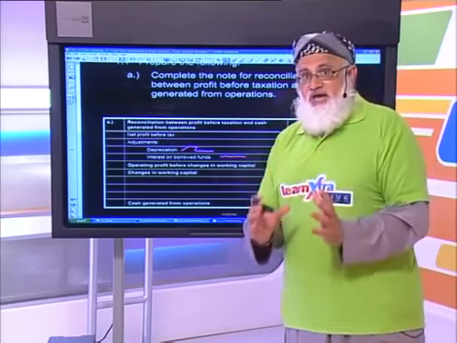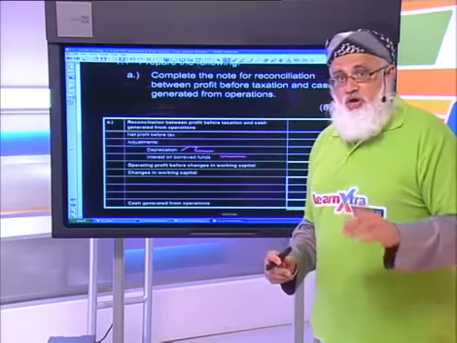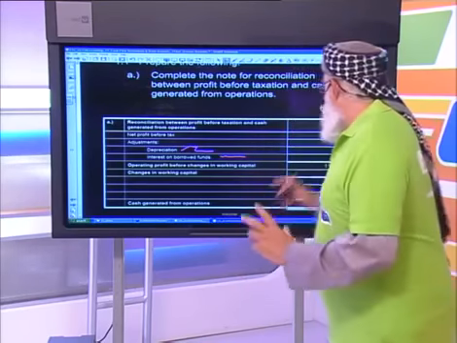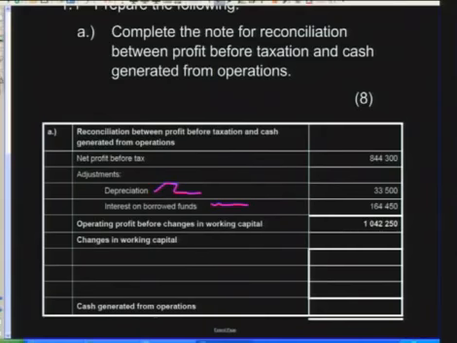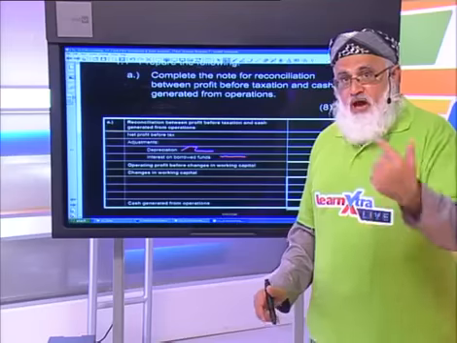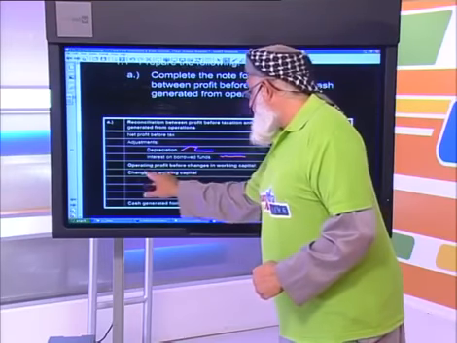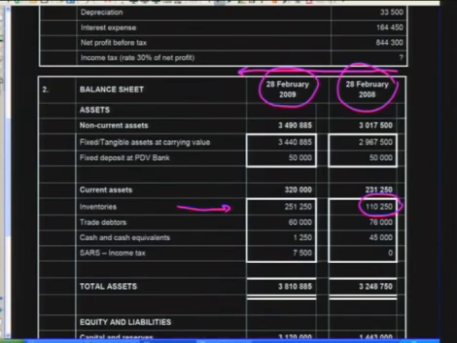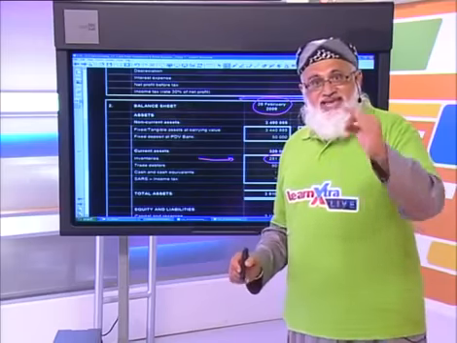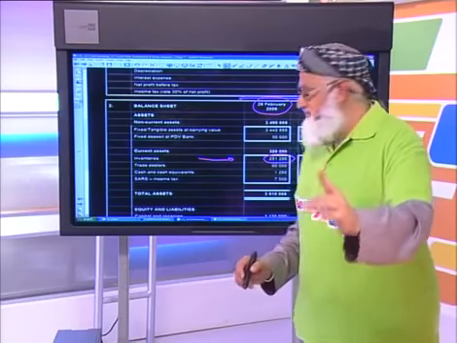In this particular question, what the examiners have done is they've given you the total of your operating profit before changes in working capital. So that's a given. You were not expected to calculate that. However, you are now expected to work out your changes in working capital. And now my inventories have moved up to 251,250. Immediately you can see there has been an increase in my inventories.